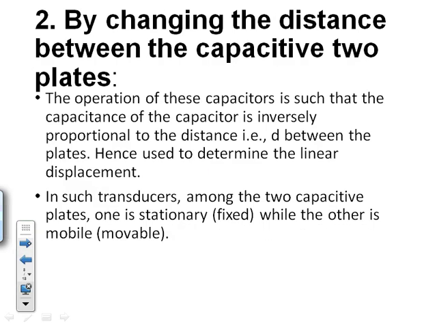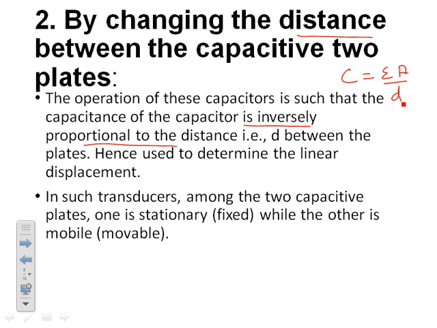The second variable is changing the distance between the two capacitive plates. The operation of this capacitor is such that the capacitance of the capacitor is inversely proportional to the distance. We know the equation C is equal to epsilon A divided by D, so capacitance is inversely proportional to the distance.